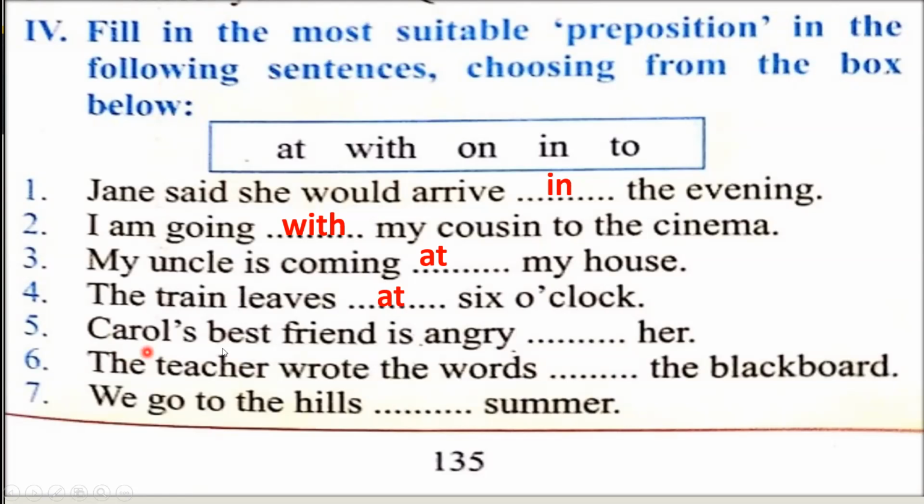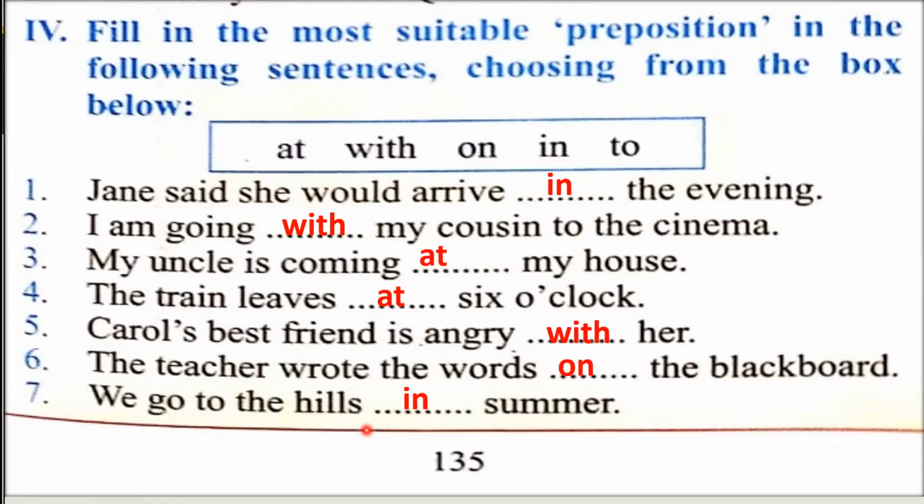Number 5: Carol's best friend is angry with her. And number 6: the teacher wrote the words on the blackboard. And the last number: we go to the hills in summer. So here we have done exercise number 4, fill in the most suitable prepositions, dear students.